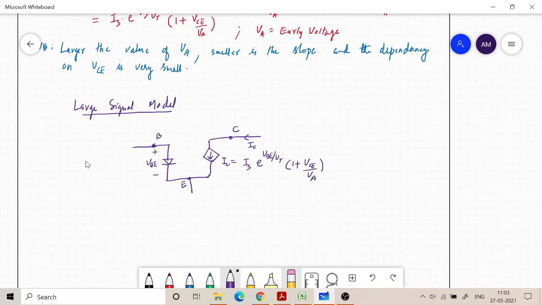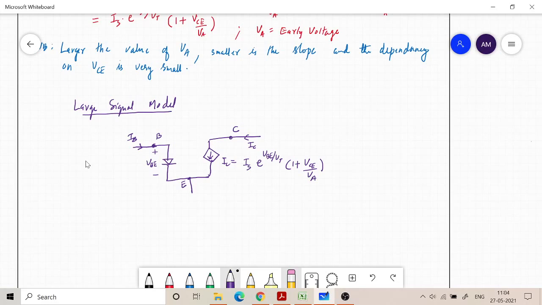So this is the diode voltage and the current going through it, this is IB. IB is just basically this IC, whatever IC is, divided by beta. That is going to be this current.